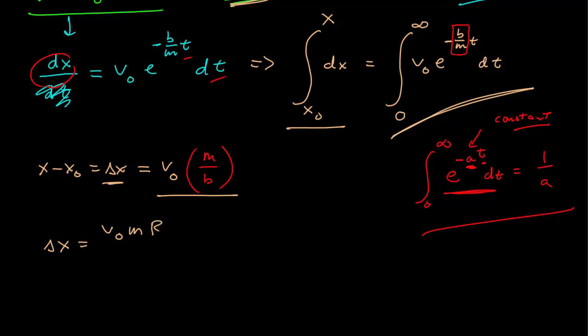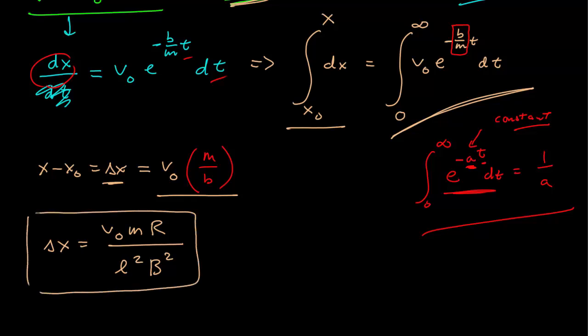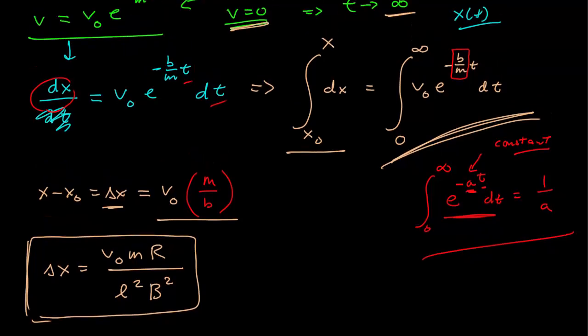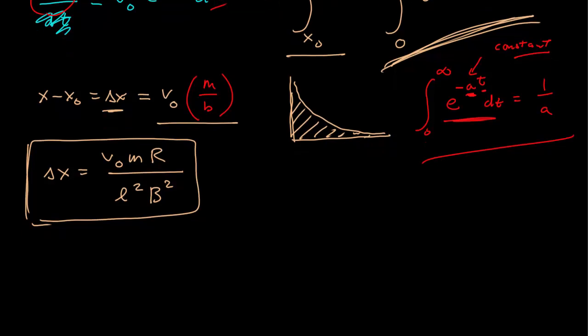So we get R over L squared times B squared, and that is then the distance that it goes. You've seen this sort of thing in calculus. It seems qualitatively odd to say that even though the velocity goes on forever, it goes a finite distance, but that can happen if the function is exponentially decaying. Even though my function may extend forever, the area under that function is finite, and that can be shown to be true.